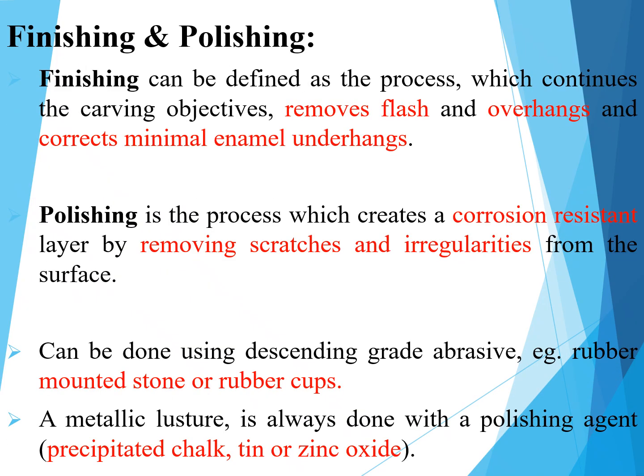Finishing and polishing of dental amalgam. Finishing can be defined as the process which continues the carving objective, removes flashes and overhangs, and corrects minimal enamel overhangs. Polishing is the process which creates a corrosion resistant layer by removing scratches and irregularities from the surface. It can be done using descending grade abrasives such as rubber mounted stones or rubber cups.